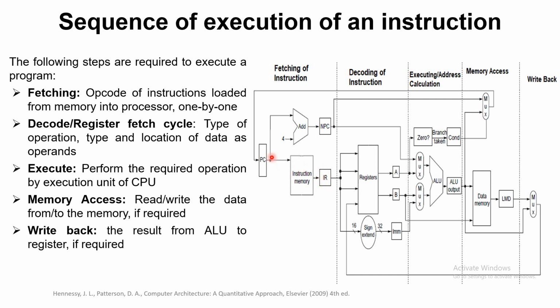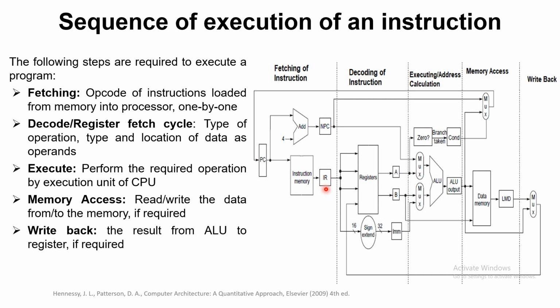At the same time, the address moves to an adder circuit, which adds 4 to the current address, and it becomes the new address for the program counter, which will be the address of the next instruction to be executed after the current instruction. So once the opcode is in the instruction register, the opcode received from the memory has to be decoded.